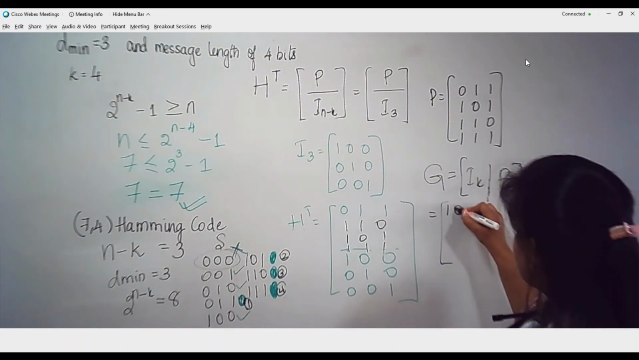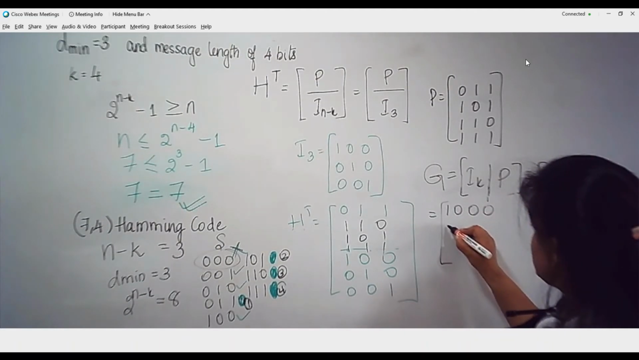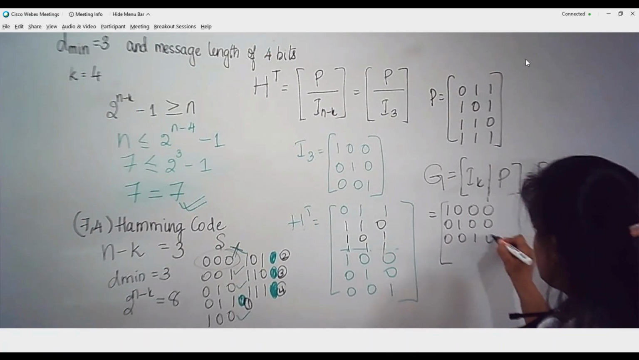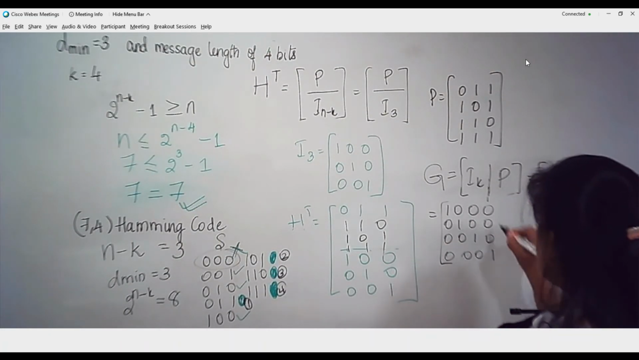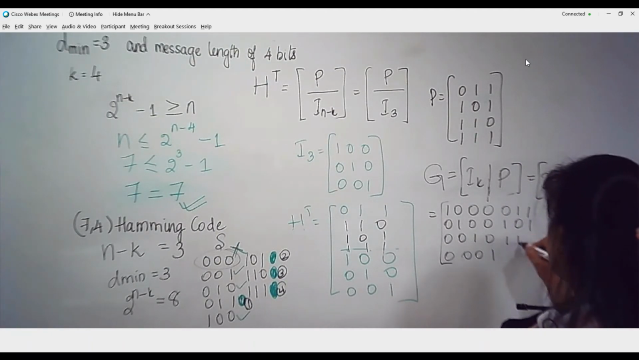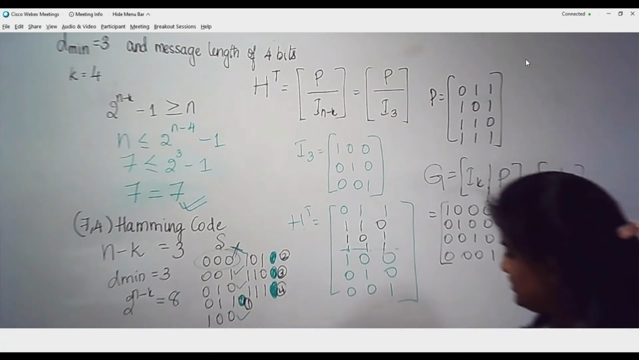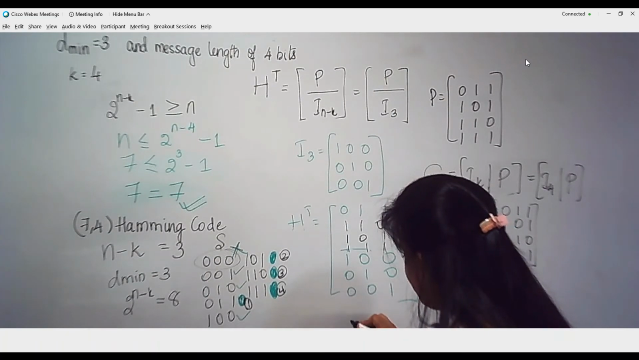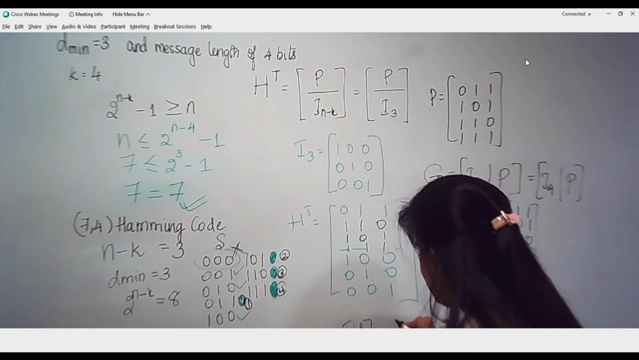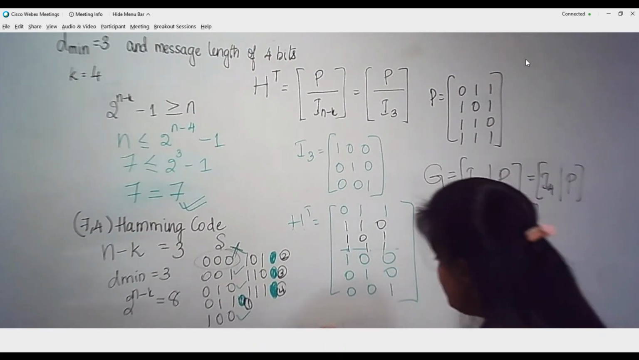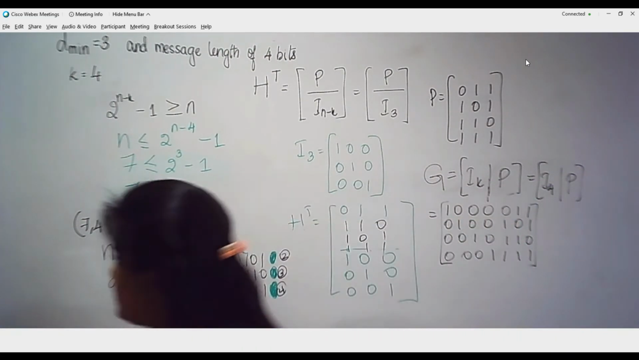Let me write the generator matrix over here. That is 1 0 0 0, 0 1 0 0, 0 0 1 0, 0 0 0 1. The parity matrix goes like this: 0 1 1, 1 0 1, 1 1 0, 1 1 1. So this forms the generator matrix G. Once we know G, how do we generate the code vector V? The code vector V is nothing but one of the message combinations you are going to take, which is the message vector U.